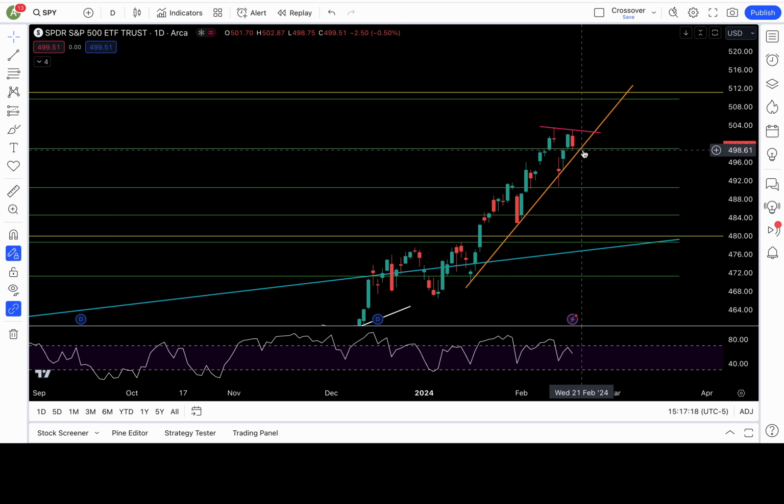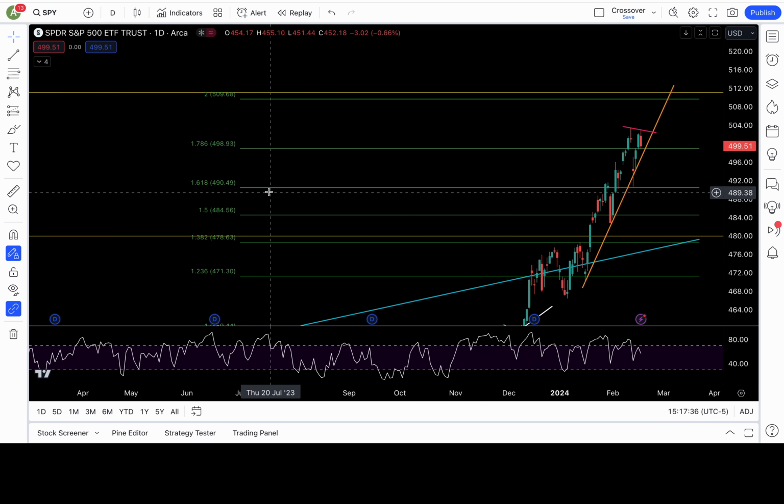Definitely watch this trend line. You can add it to your chart as well. 498.9 once again, and that 497.5 level. If those levels fail, it could be bearish. We could get a pullback to the downside. We could drop down to 496, 494, 492, and 490.5. Now, 490.5 is a critical level. That's the next fib level.